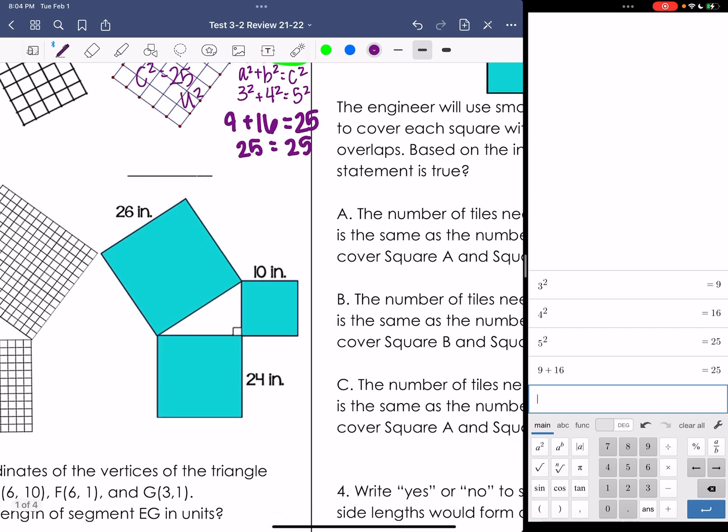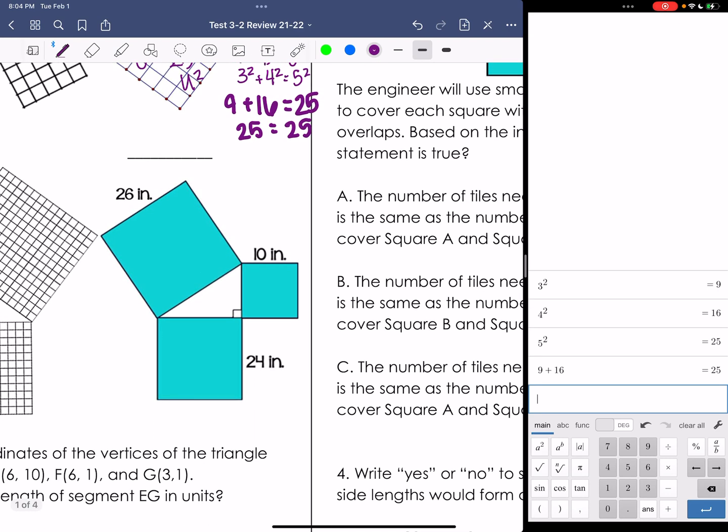Okay, next let's go ahead and look at our next example. So here I have 3 squares. They are joined at their vertices to form a right triangle. So what I want to check is, do these 3 side lengths form a right triangle? So here I want to find the area first. So I'm going to take 10 squared.